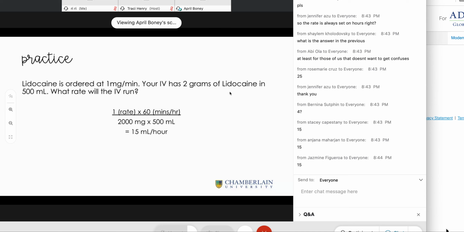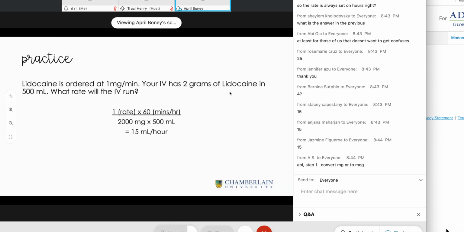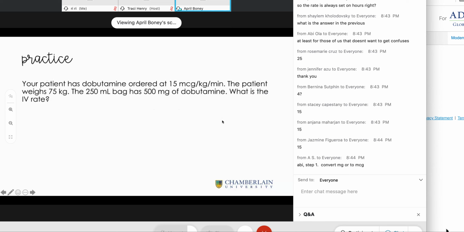So really, if you look at this problem, what you're doing is dose ordered divided by dose on hand times volume. You're just having to also multiply times your 60 minutes because your order was in minutes, but your answer is in hours. And let's try another one.